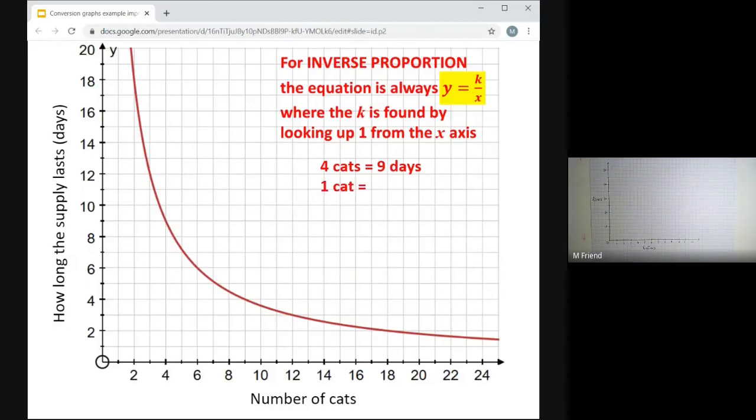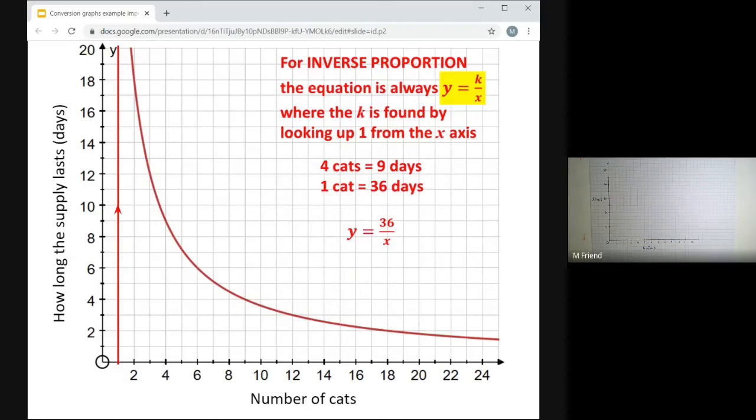But I want to know what if I only had 1 cat. Well, 1 cat is a quarter of the amount of cats. So surely it will last longer. It will last 4 times longer. It will last for 36 days. 9 times 4 is 36. So if it lasts 36 days for 1 cat, my k is 36, and I have that the equation of this graph is y equals 36 divided by x.